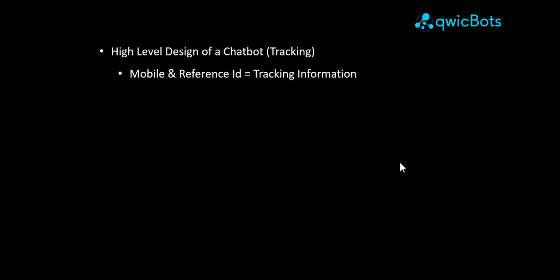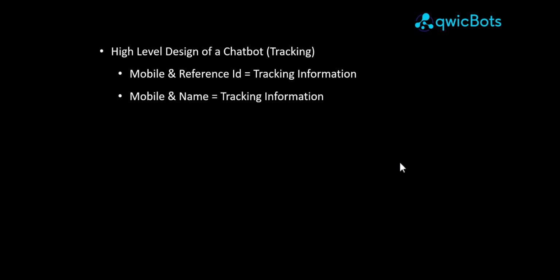Before we move to the next module, let us recap what we have learned so far. We looked at the tracking module, and at a very high level the design of the chatbot. We were able to understand how to design and build modules within the chatbot. We specifically looked at a use case where we were requesting the users to provide their mobile number and their reference ID to track the information.